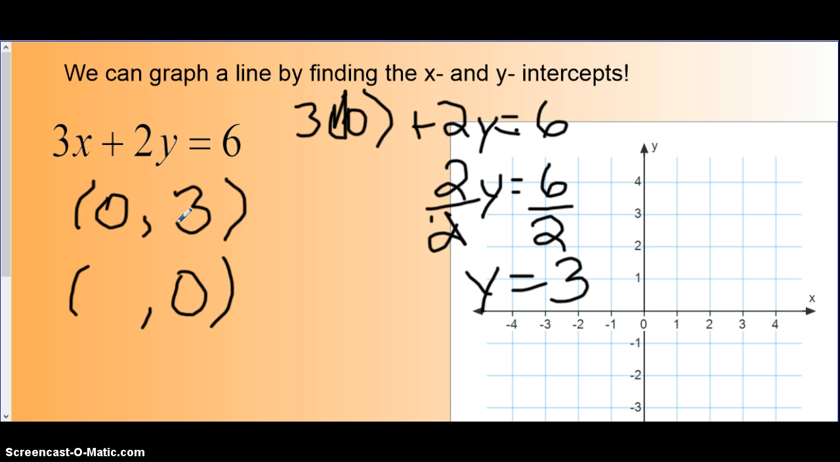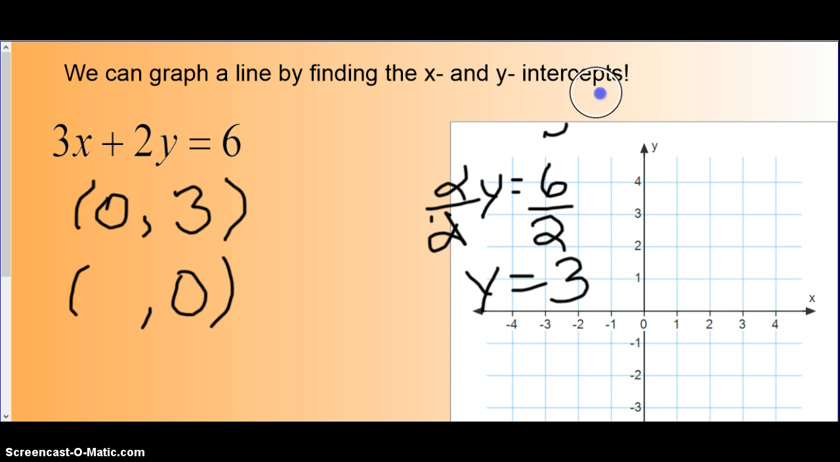So in other words, when we zero out your x, and that's not part of the equation anymore, we're left with 2y is equal to 6. When you do the equation, you end up with a y-intercept of 3.